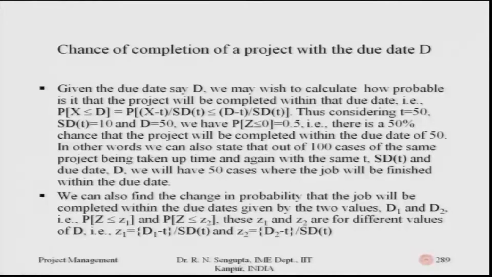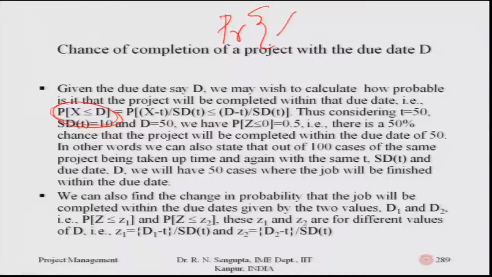Now, it is the chance of completion of a project within the due date. So, the due date is D. Given the due date, say D, we may wish to calculate how probable, in a probabilistic sense, in a non-deterministic sense, it is that the project will be completed within that due date, which is what we need to find out. This is very important. So, what we need to find out is PR, where PR is probability, which is P here, it does not matter.